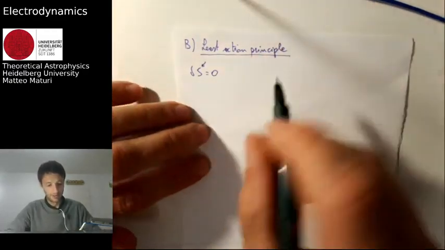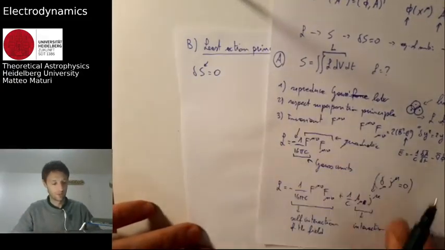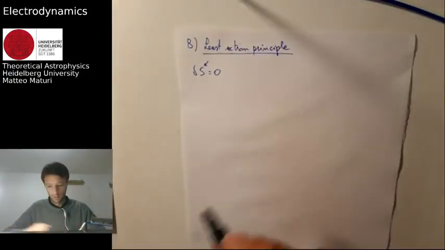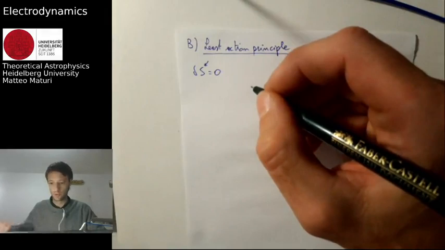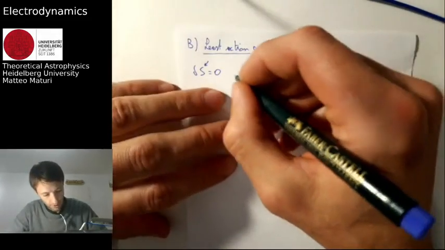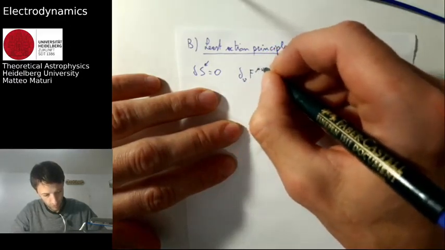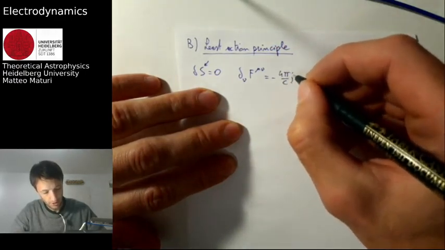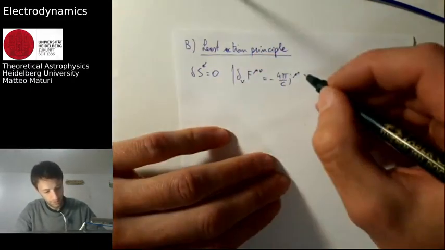Anyway, the idea is that we plug our action that we know from before in here. That's the Lagrangian density that we have, and we plug it in, and we basically obtain Maxwell's equations. So we have ∂_μ F^{μν} equal to minus 4π over c J^ν. Okay, or if you wish, let's stick to this one.